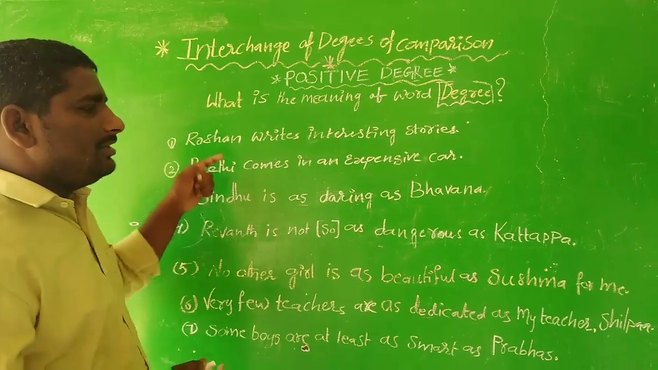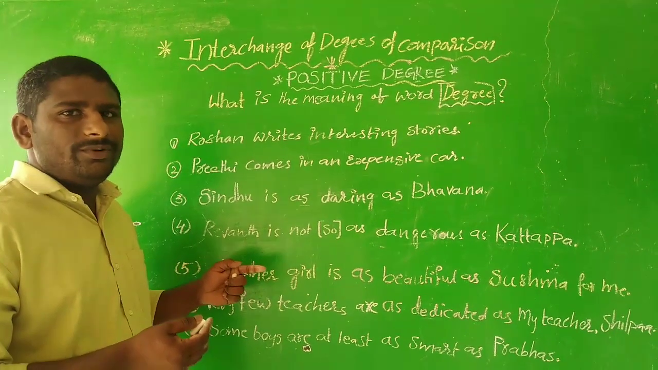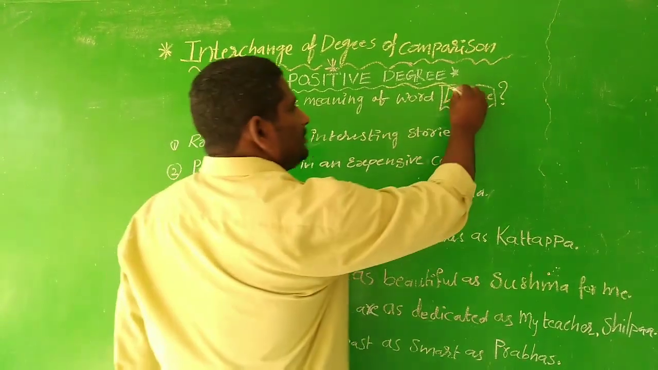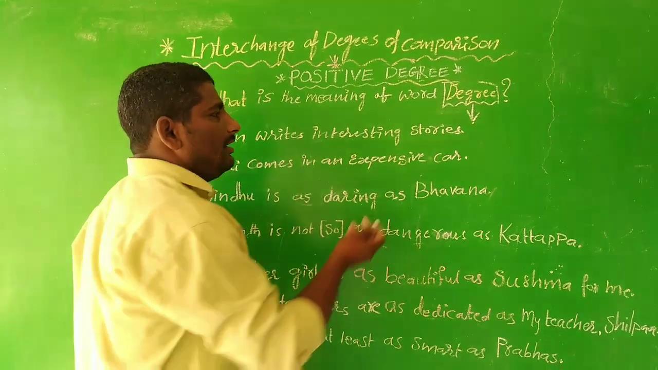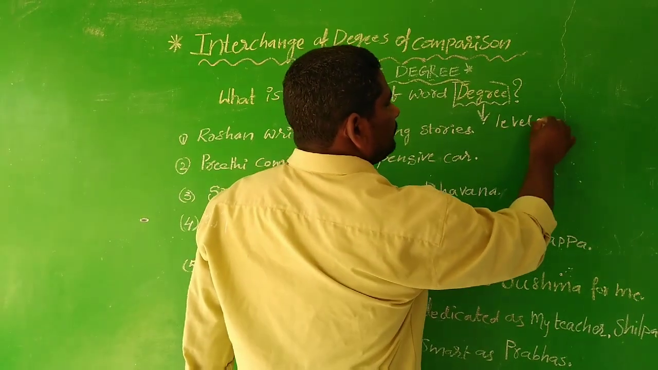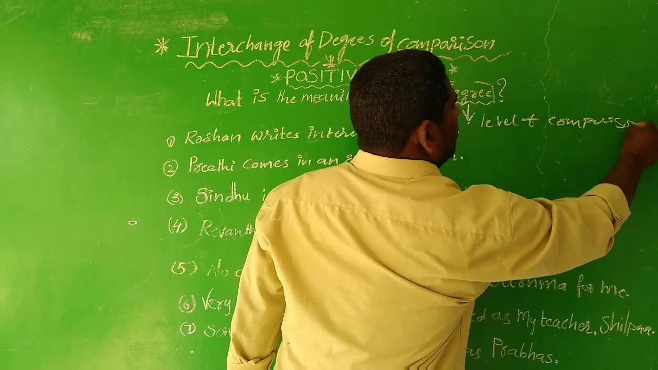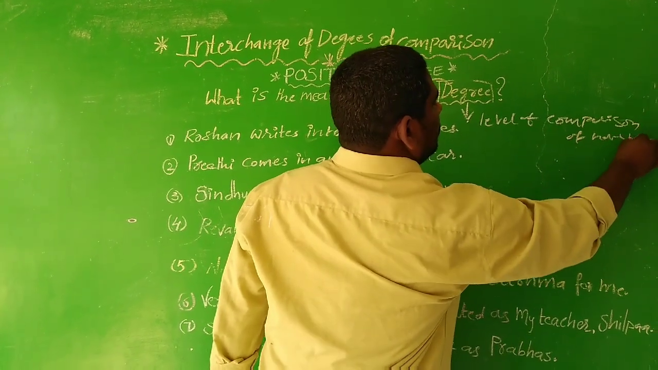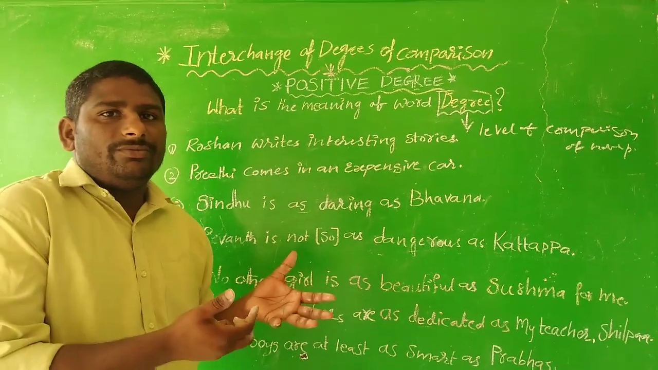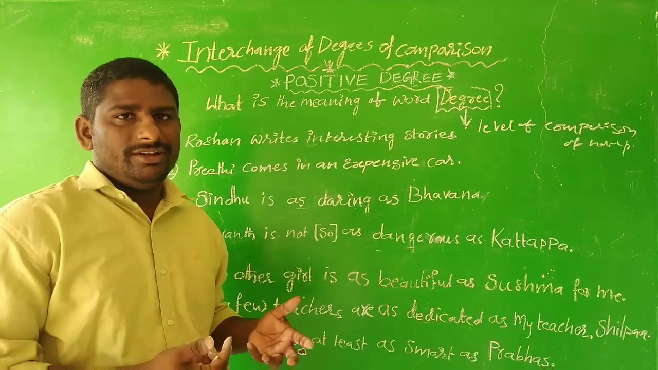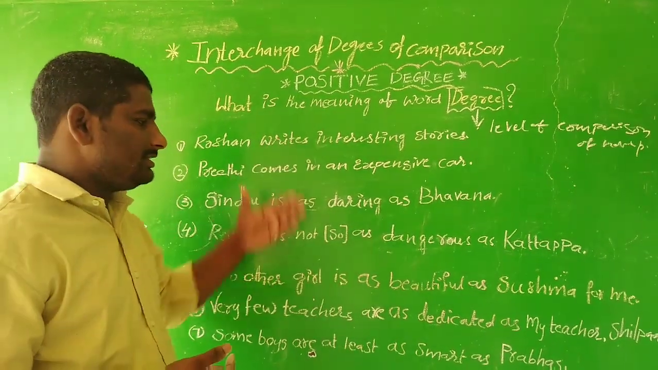Before going to discuss the sentences, let us understand the meaning of the word degree. The word degree gives the details about the level of comparison of a noun or pronoun. It represents what kind or what level of comparison we are taking, and that will be understood through this list of sentences.